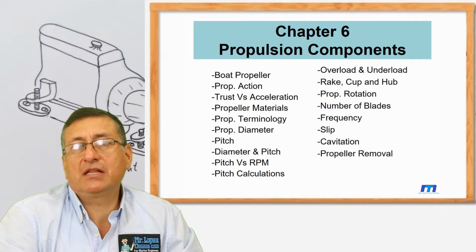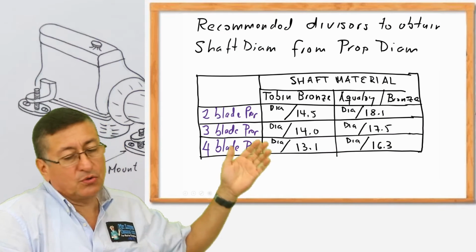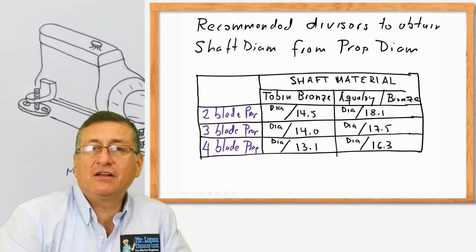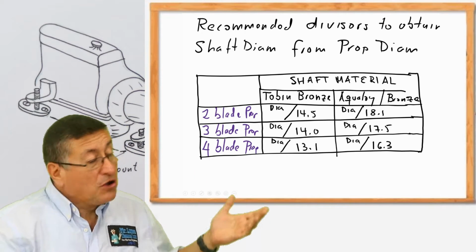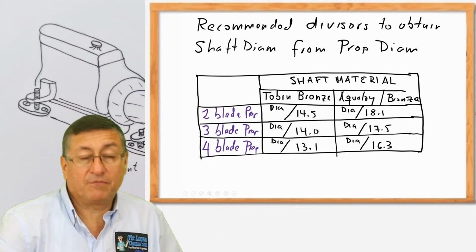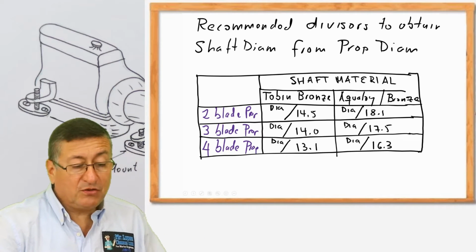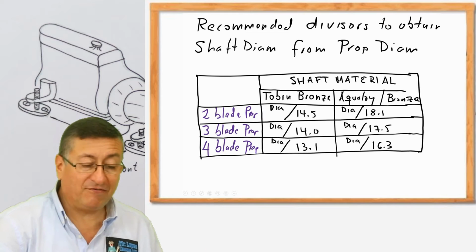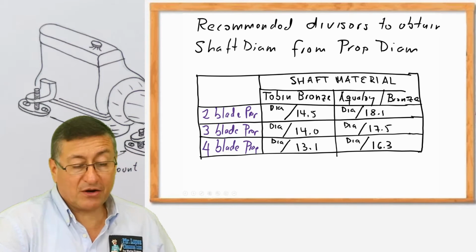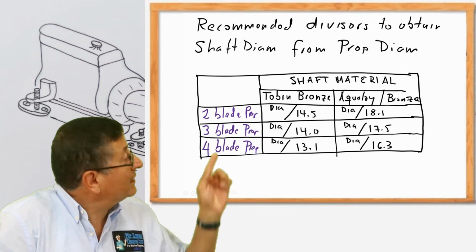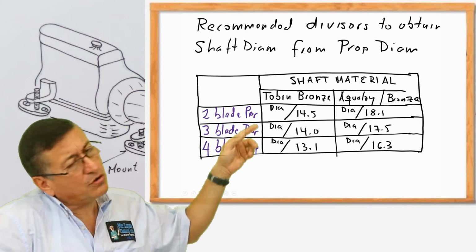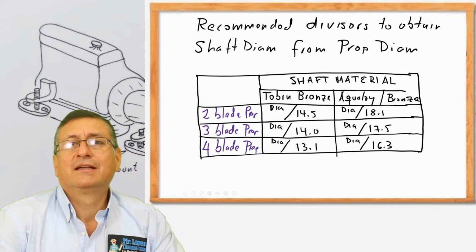We are going to use a divisor. We are going to use those divisors. And depending on the material, we are going to divide. The diameter of the propeller by 14.5 if it's a propeller of 2 blades, or we are going to divide it by 14.0 if it's a 3-blade propeller, or we are going to divide it by 13.9 if it's a 4-blade propeller, and depending on the material, if it's tobin bronze or if it's Aqualoy or Monel.